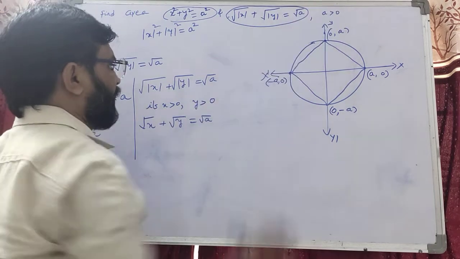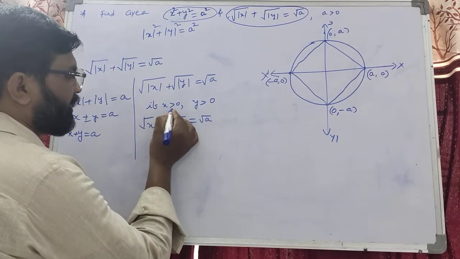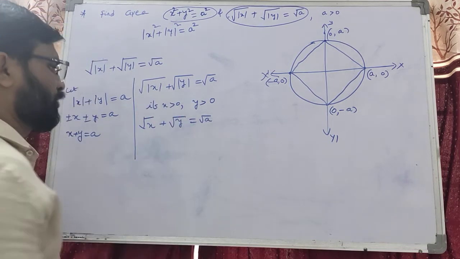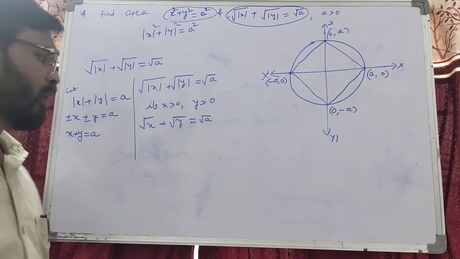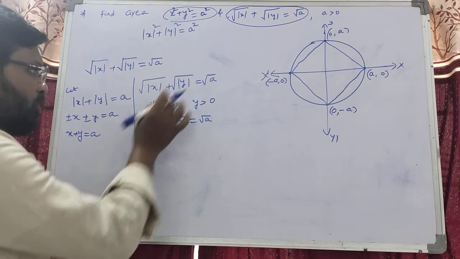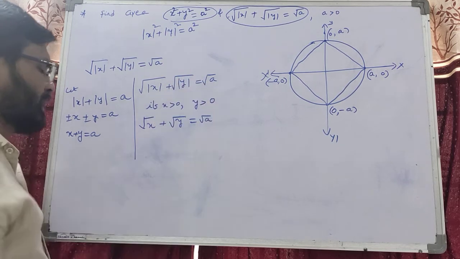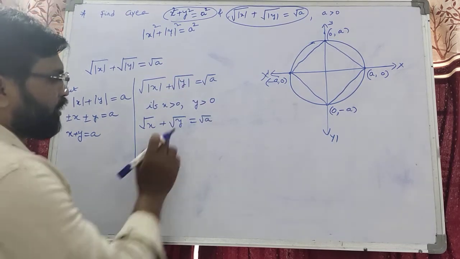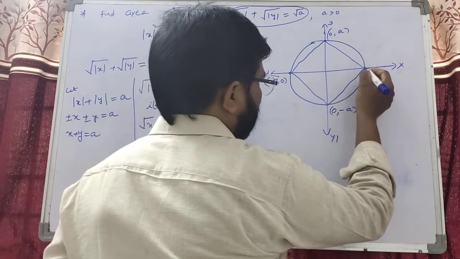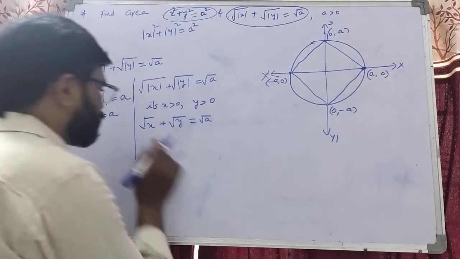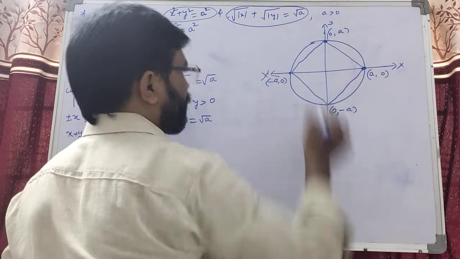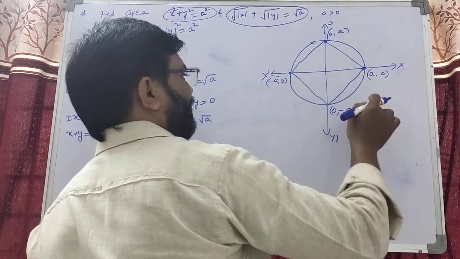Dear students, a is greater than 0. If x greater than 0 and y greater than 0, we get root x plus root y equals root a. Okay students, mod x is x if x is greater than 0, mod y is y if y is greater than 0. Dear students, when we take y equal to 0, we get x equal to a. When x equal to 0, y equals a. Okay.